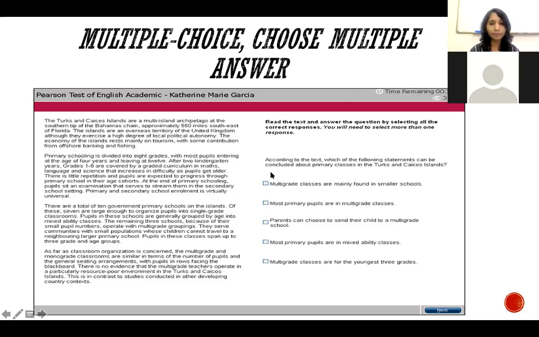the passage here. According to the text, which of the following statements can be concluded about primary classes in the Turks and Caicos Islands? So try and skim through the text if you are a fast reader here. But if you're not, look at the option and try and go match it. So which can be concluded? I think we have to skim through the text. Let's skim through.